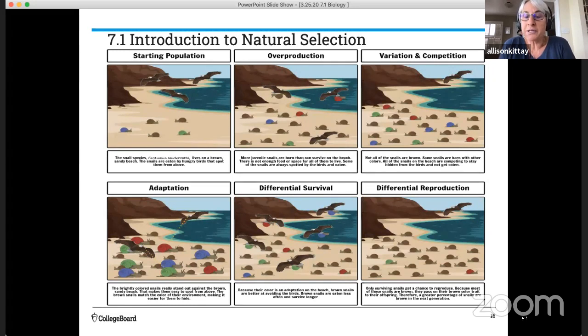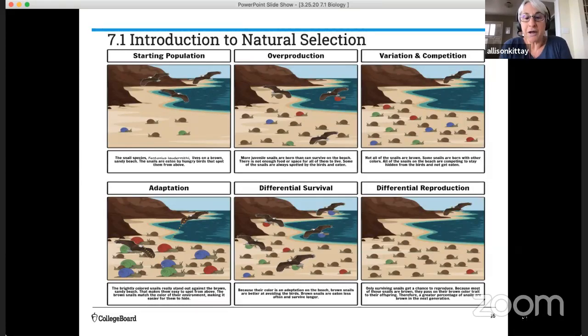And so all of the snails on the beach are competing to stay hidden from the birds and not get eaten. Here's where that adaptation piece comes in. The brightly colored snails really stand out against that brown sandy beach, and that makes them easier to spot by the predators flying above. So the brown snails that match the color of their environment are more protected, making it easier for them to hide.